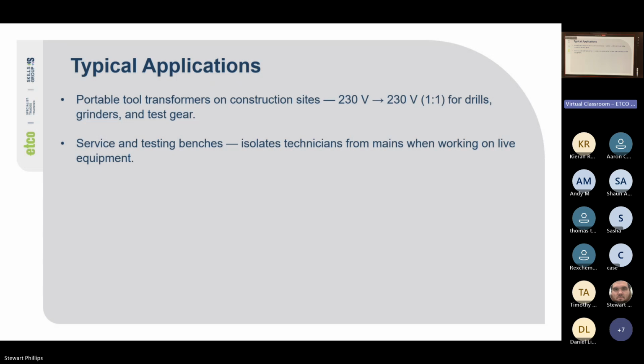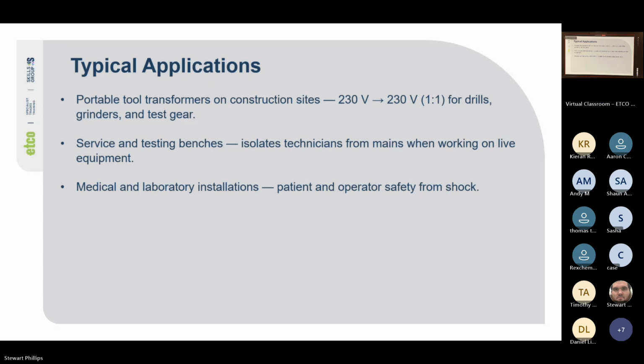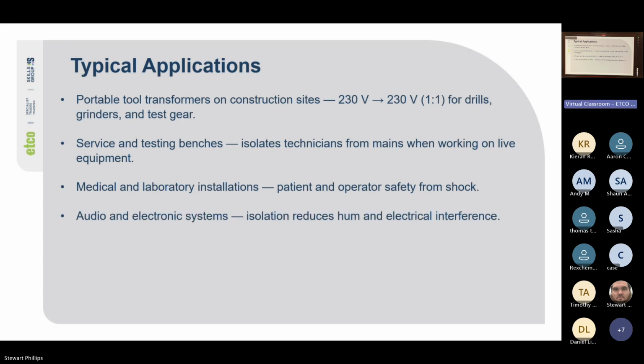Service and testing benches, so it isolates the technicians from the mains when working on live equipment. Sometimes we need to work on live equipment to see how it performs as it's operating. Medical and laboratory installation, so patient and operator safety from shock. Audio and electronic systems, so isolation reduces the hum and the electrical interference. They're used anywhere the risk of electric shock or interference needs to be kept to an absolute minimum. Sometimes you'll also find them in data centers because we need to eliminate the noise from the supply network.